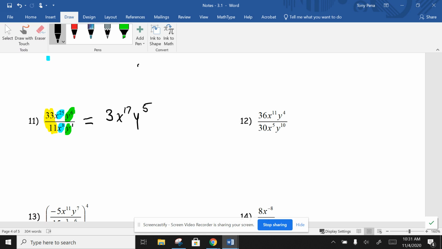Three parts: the numbers, the x's, and the y's. Two of the three should make you think a little bit. A little bit harder than maybe what you think.